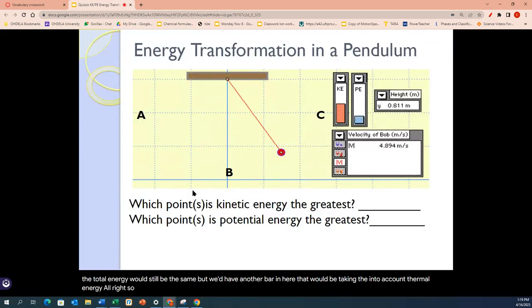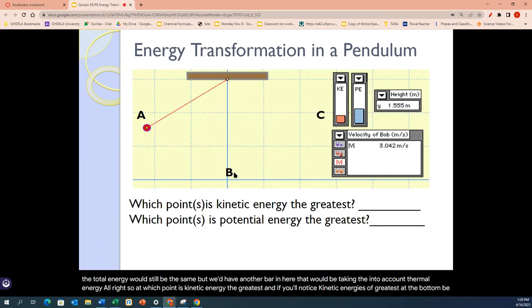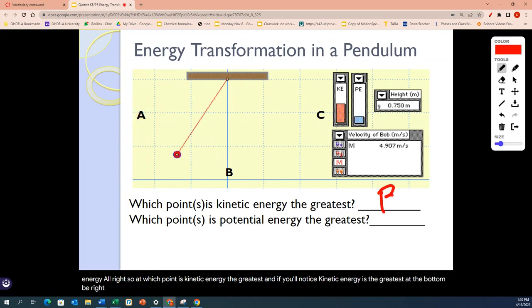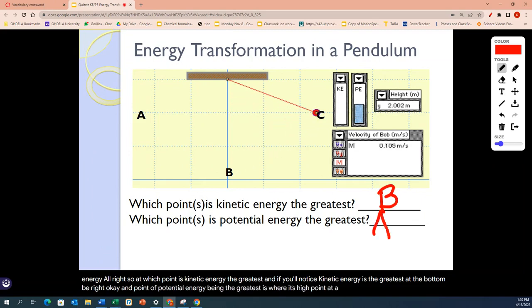All right, so at which point is kinetic energy the greatest? Kinetic energy is the greatest at the bottom, B, right? Okay. And potential energy is the greatest at the high points, A and C.